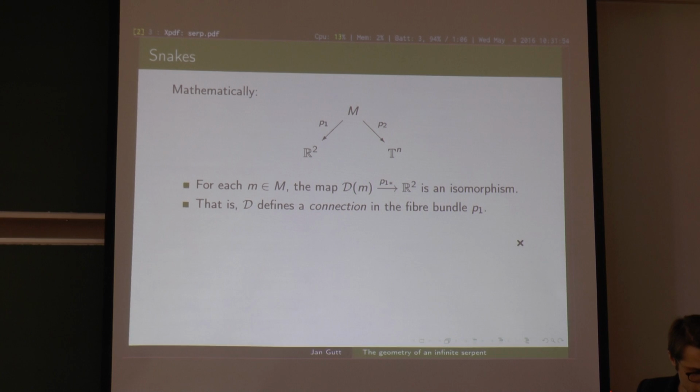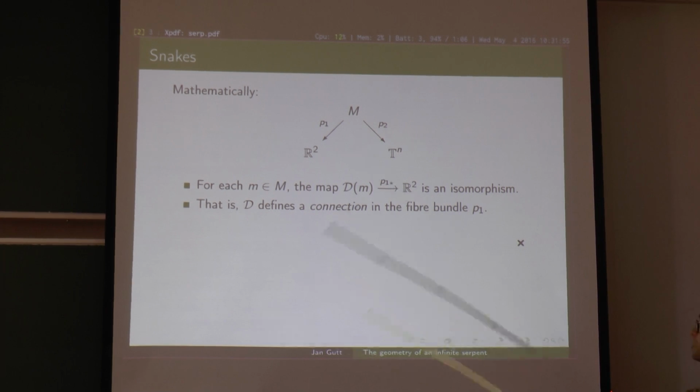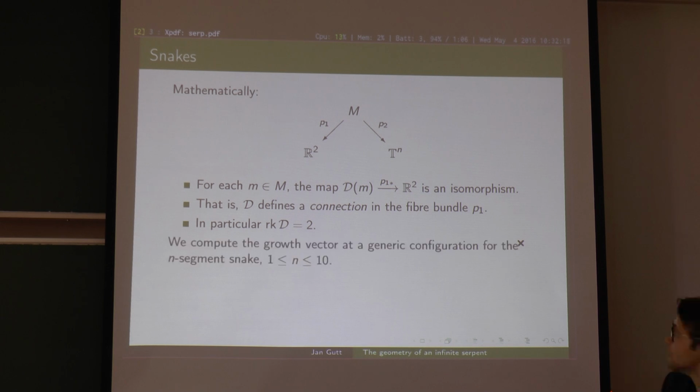By the way, if you like to see it this way, you could say that D defines a connection in the fiber bundle P1, just an Ehresmann connection. There's no extra structure there. It's not a principal connection or anything, but just a connection. And in particular, that tells us that the rank of the distribution is 2, whatever the length of the snake is. Okay, so that's a very simple exercise that we have done here. We didn't really need to compute anything. So now we know the starting rank, so let's ask what the growth vector is.